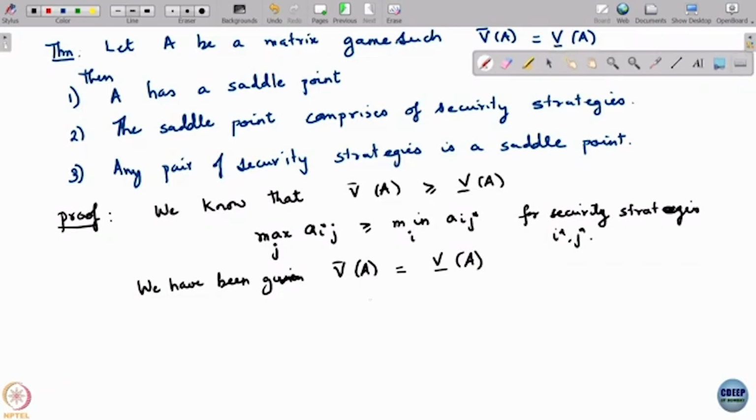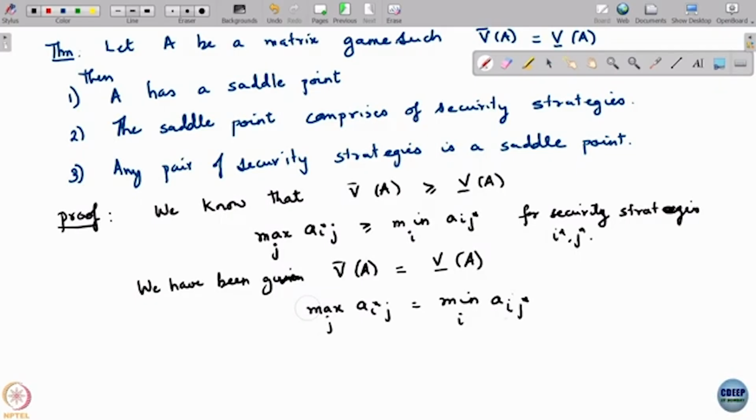So which means what? Therefore, we have max over j A i star j is equal to the min over i A i j star. Okay, so remember, i star and j star are security strategies. Now, what I need to show is basically that i star j star in fact form a saddle point.